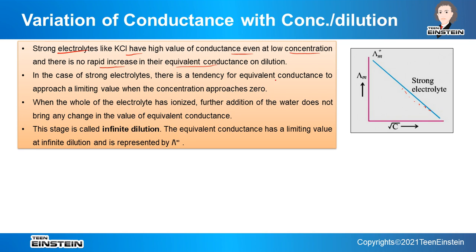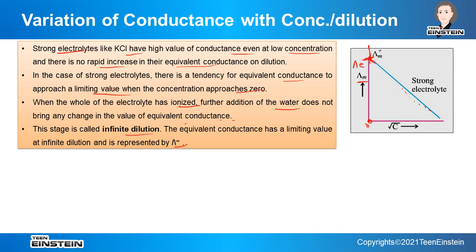Now for a strong electrolyte, there is a tendency for equivalent conductance or molar conductance, because here lambda m is written, it can also be lambda e, to approach a limiting value. Limiting value means when you extend this line, it will touch the y-axis at some point, and that point is a limiting value when the concentration approaches 0, because at this point C is 0. When the whole of the electrolyte has ionized, that is 100% dissociation, further addition of water does not bring any change in the value of equivalent conductance, because you have already reached the minimum value of concentration. Whether you further add water, it doesn't matter. So remember, this stage is infinite dilution.